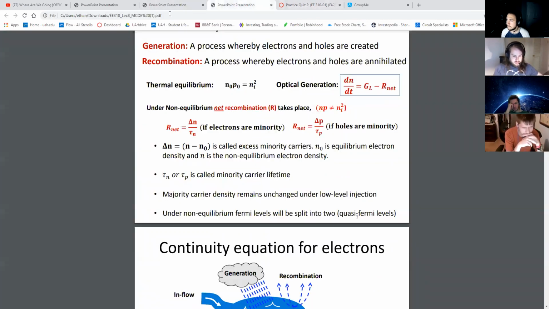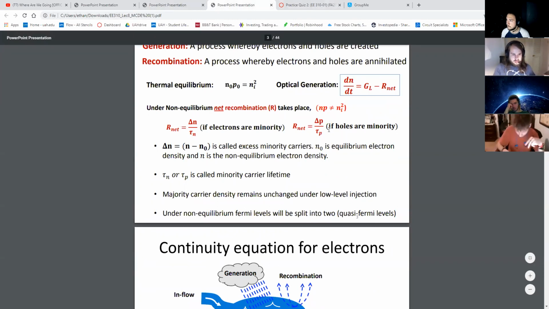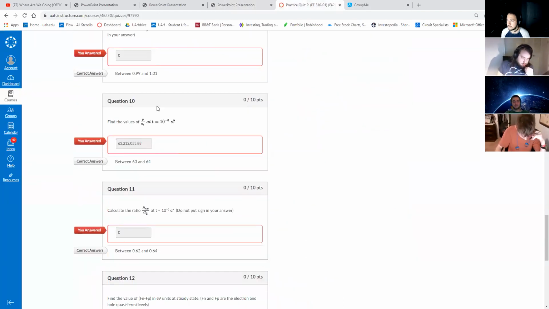And the R net is given as a formula for either electrons or holes. So we can write that down on the formula sheet when we get to that later.